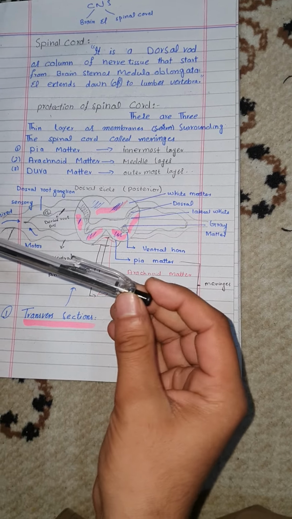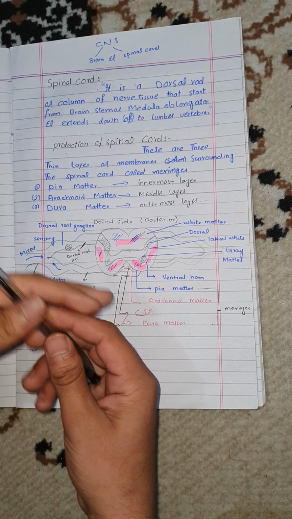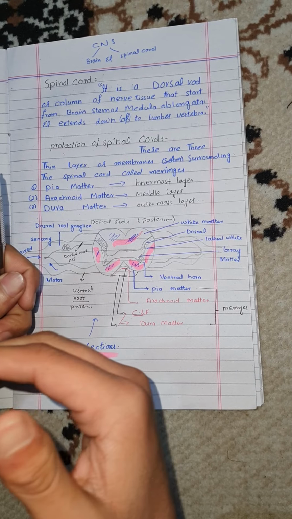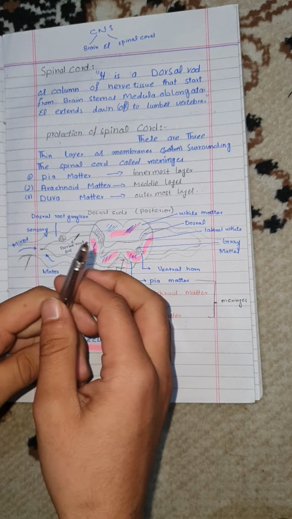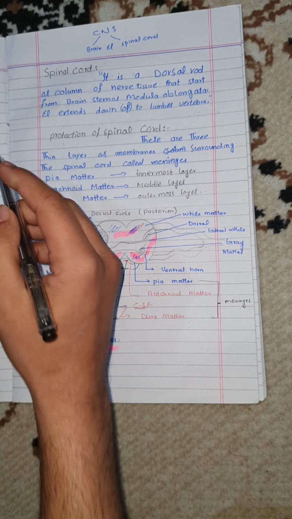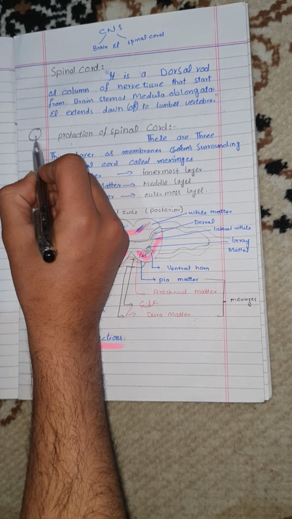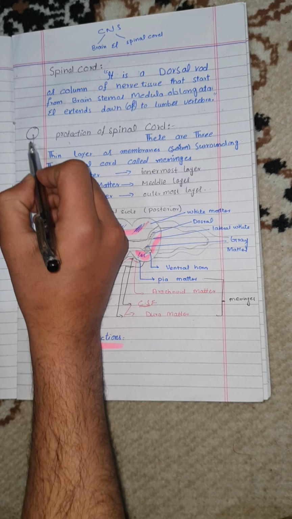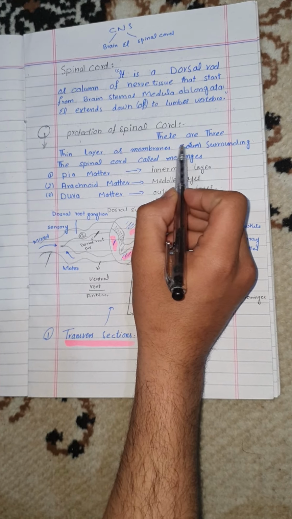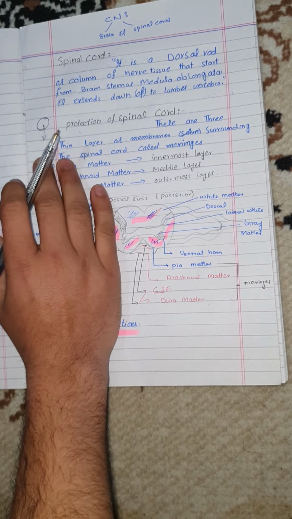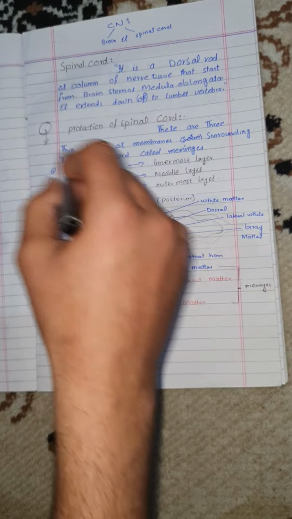Now we are explaining the protection of the spinal cord. There are two structures which are involved in the protection of the spinal cord. The first one is the vertebrae. There is a hole in the vertebrae called the vertebral foramen. This foramen passes the spinal cord. And the other is the three thick layers, called meninges, which surround the spinal cord.